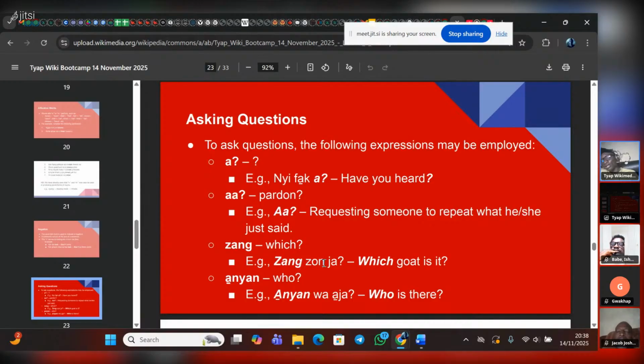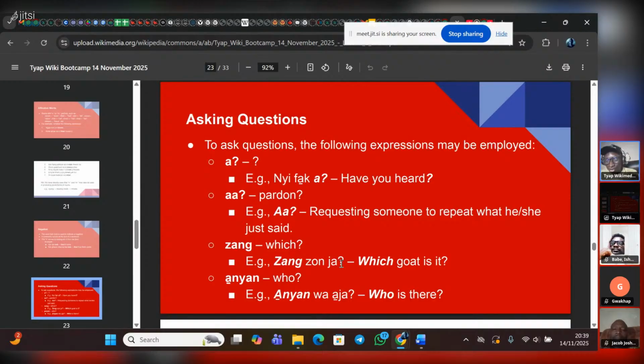Zhangzhongja. Oh God, this one is looking like a kind of tongue twister to me right now. Okay, someone please unmute to pronounce this one for us. Okay, Zhangzhongja. So that's the actual pronunciation.